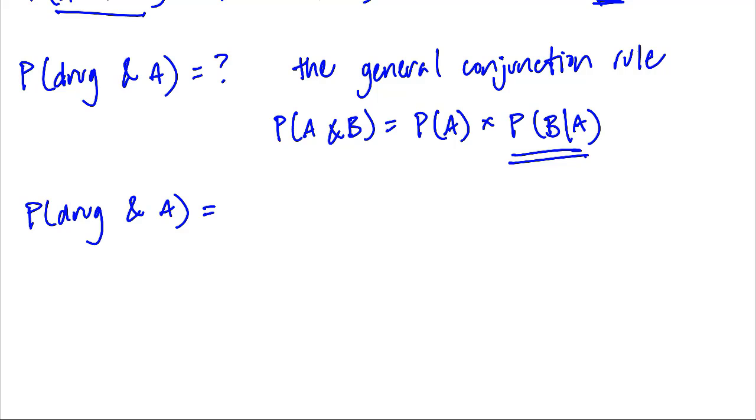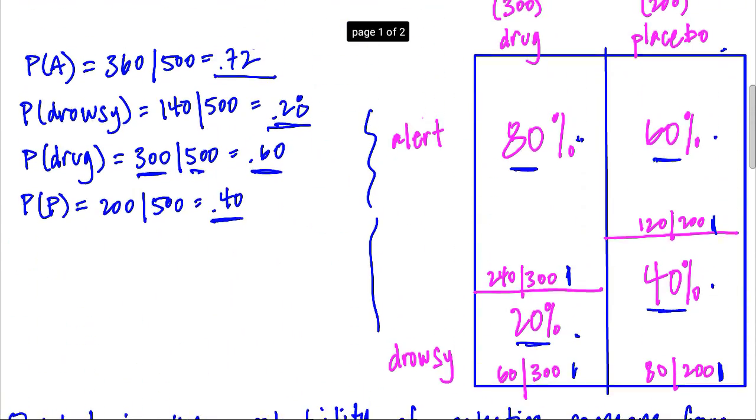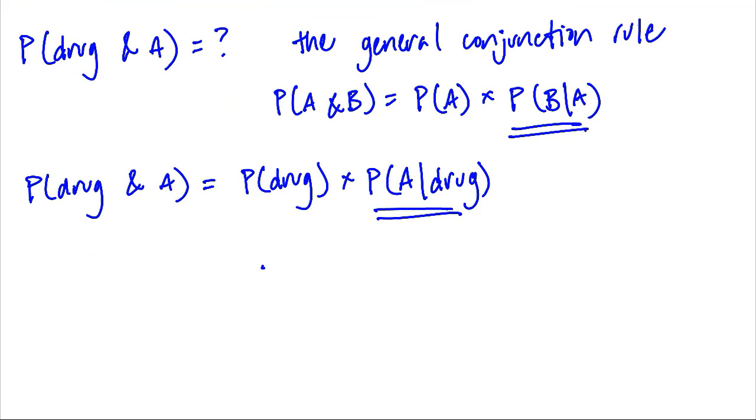Okay, so now for our particular question here, the probability for drug and alert is the probability of selecting someone who got the drug times the probability of selecting someone who is alert given that they got the drug. Okay, so one question is, how do we find this probability, the probability of selecting someone who is alert given that they got the drug? I'll show you that in 1 second. But we said the probability for just the drug itself is 0.6. So we have 0.6 times.